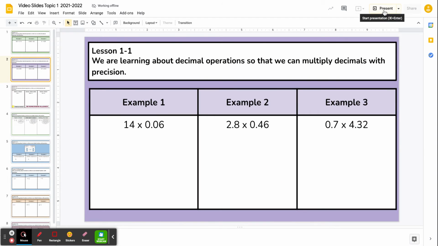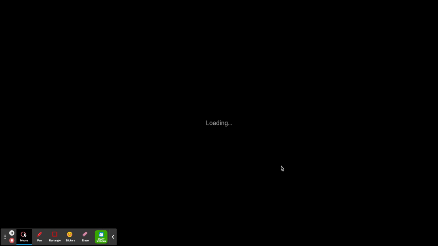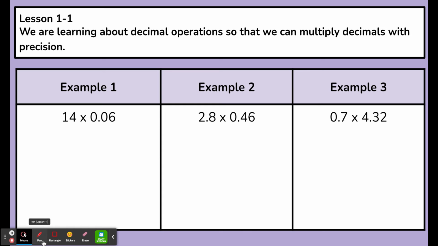Hey guys, so this lesson is all about multiplying decimals. When you multiply decimals, you're just going to multiply them like regular old whole numbers. So when you look at this problem, I'm going to pretend like this decimal part's not even there, because it has zeros at the beginning, it's like they're invisible. And I'm really just going to do 14 times 6.